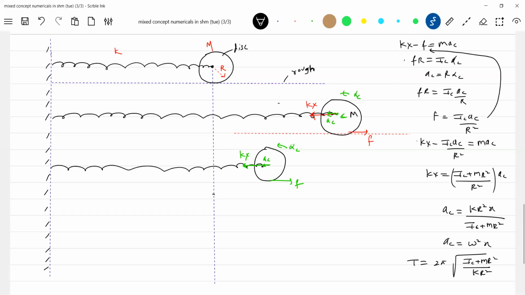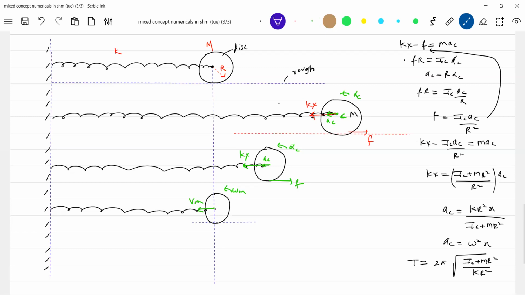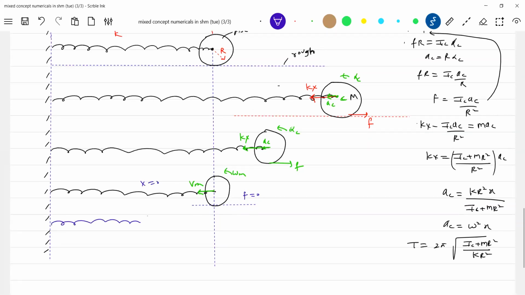Now, when it comes to the mean position, what is the state of it? Let me make small diagrams. Here it will have maximum velocity. So what about the friction here? Friction will be 0 at the mean point, because net force should be 0 and the spring is relaxed. Next, after this, what will happen? The spring force will be acting in this direction. How should the friction act? The friction should act in this direction.